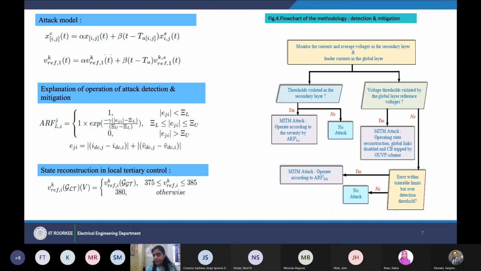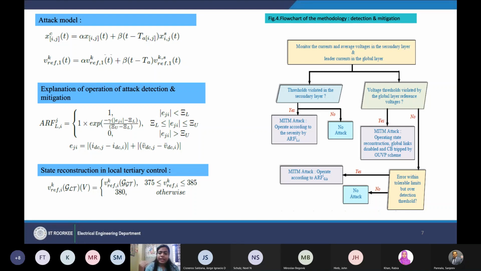Through uncoordinated, I want to say that the neighboring information difference xj minus xi will not become 0, whereas in coordinated attacks, it will become 0. So we have focused now again on uncoordinated man-in-the-middle attacks. What we do is we take up an error index EGI, as I have mentioned in the slide. EGI is actually the difference between the present ith agent and its neighboring jth agent in current and in voltage both. And then we have formed an attack recovery factor, and we have put certain thresholds.